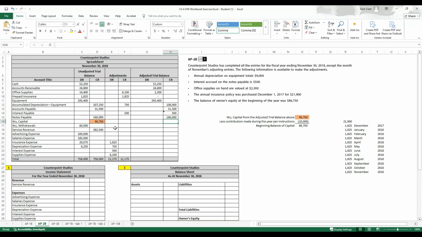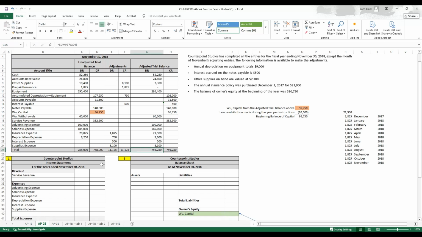Notes payable 140,000. Capital, withdrawals. Most of these are not adjusted, but now we have some adjustments. We're increasing the expense. It has a debit balance, and we're going to increase that debit balance. Okay, and then I'm just going to copy these formulas and paste those in, because that's a quick, easy way to capture the additions above. And we get 759,250.